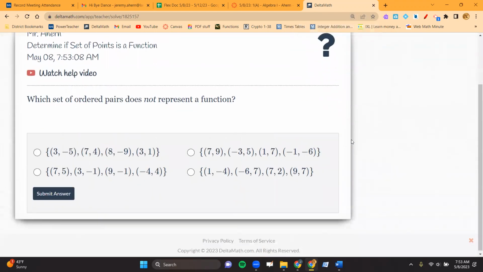So I have it mixed up. There's 5 different types of problems. The first type is which set of ordered pairs does not represent a function. And I think sometimes it might phrase it as which set of ordered pairs does. So just pay attention to the wording. In this case, we're looking for the one that does not. Do you guys remember what would make it not a function?